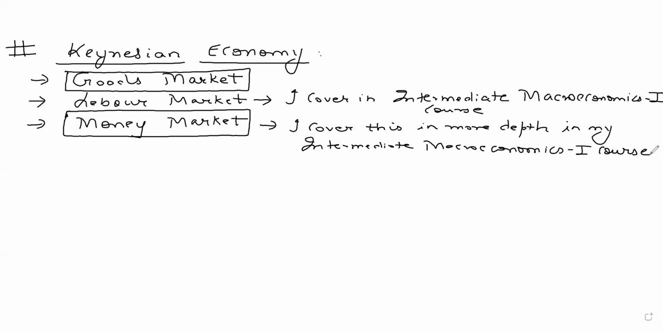So the reason for devoting some time to this is just to make all my students clear. We are starting with the goods market in this lecture and we are going to do it in depth. Labor market and money market are covered in more depth in my intermediate macroeconomics part 1 course. Having said that, I'm repeating again, goods market is something which I cover in both introductory macroeconomics as well as intermediate macroeconomics. Okay, so now let's look into the goods market.